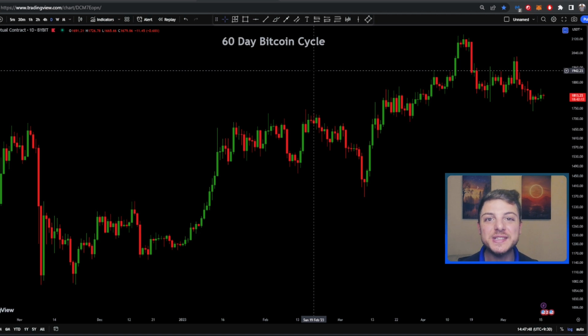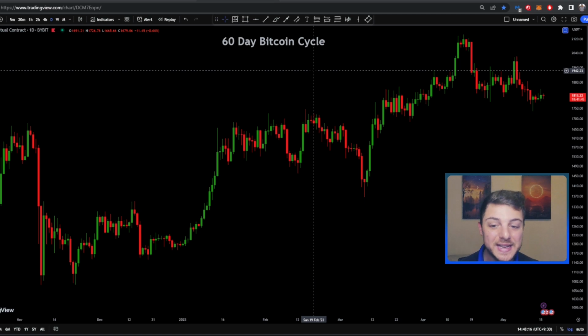Now, not every move is going to be exactly 60 days. We can use a 10% tolerance on either side. So the Bitcoin 60-day cycle can fall within 66 days of the cycle, or also 54 days, as there is a 10% tolerance on each side.